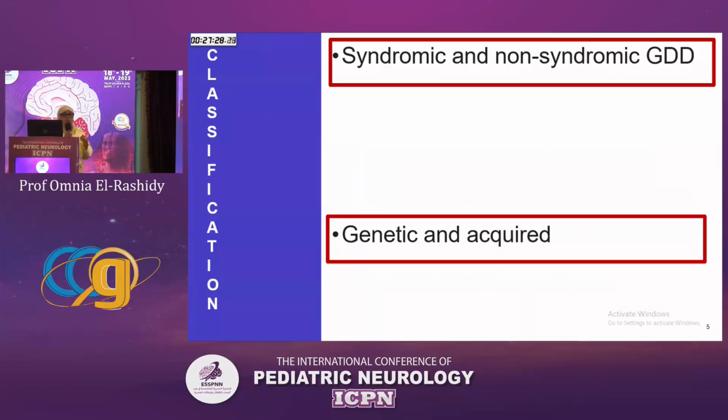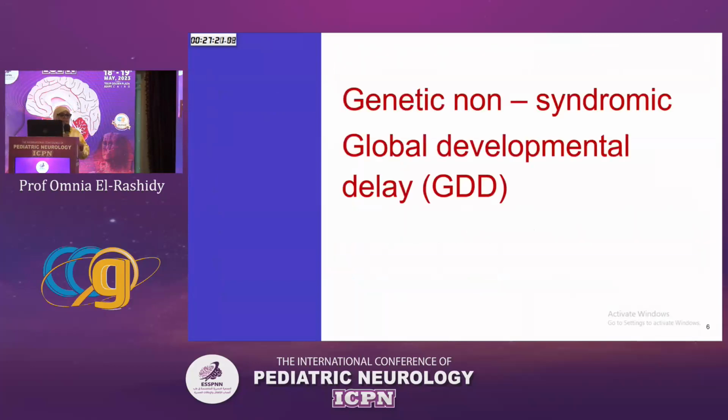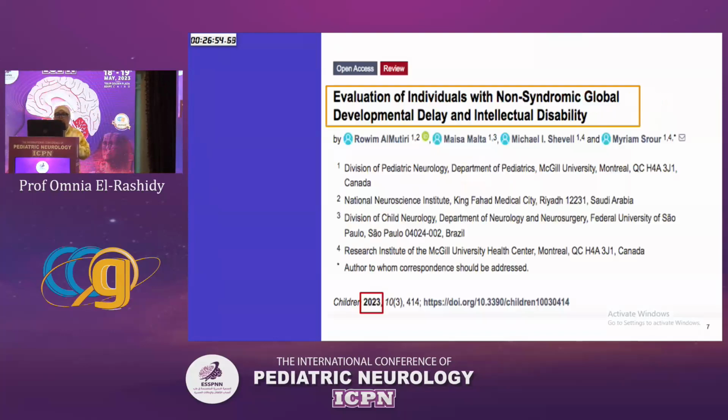It may be syndromic or non-syndromic. It may be genetic or acquired. You mean the acquired as external factors? Yes, CP may be considered a subdivision. Some may consider cerebral palsy from a maternal cause as part of global developmental delay if he has another aspect. But usually we use this more for linguistic, cognitive, and social behavior. My talk will concentrate on genetic, non-syndromic global developmental delay.